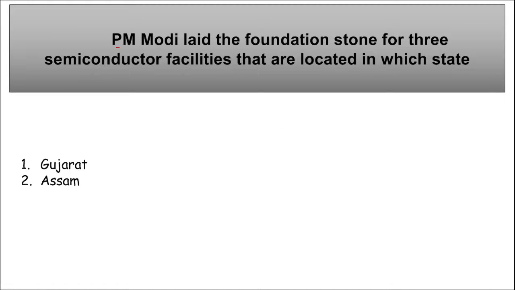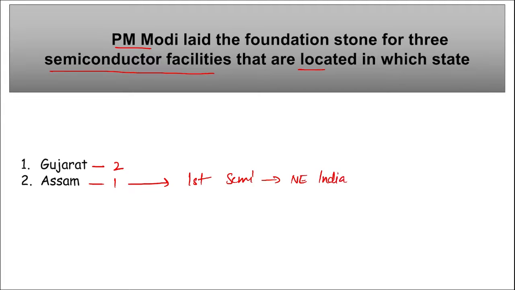First question is PM Modi laid the foundation stone for three semiconductor facilities that are located in which state? So remember, two of these facilities are in Gujarat and one will be in Assam. And this facility in Assam will be the first semiconductor manufacturing facility set up in the northeastern region of India. Right? This is important. So two in Gujarat and one in Assam.